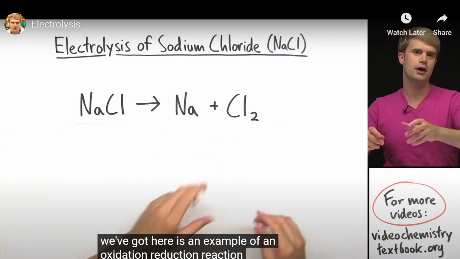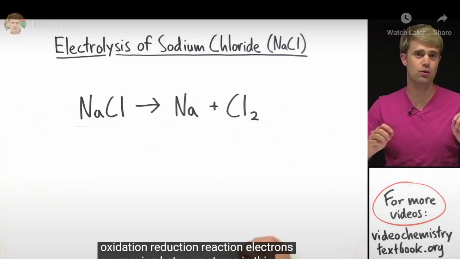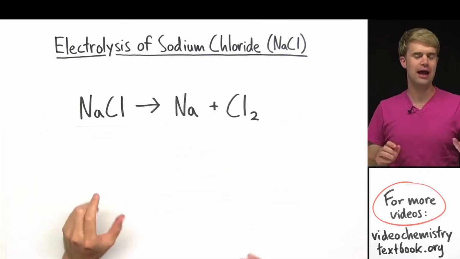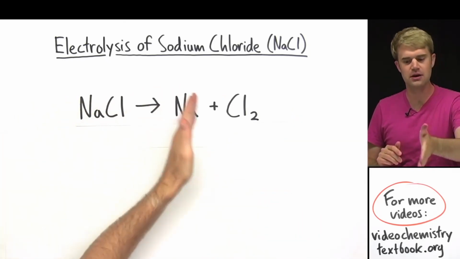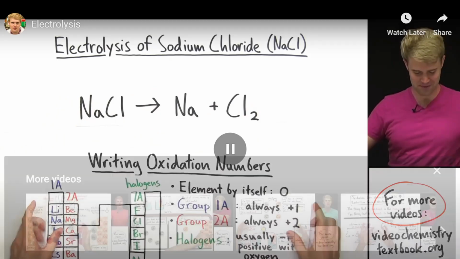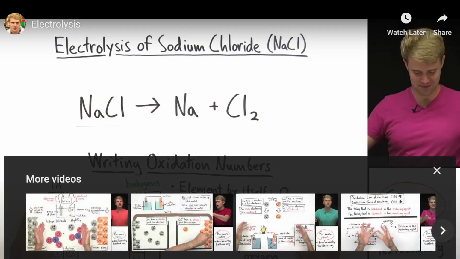Example of an oxidation-reduction reaction. Electrons are moving between atoms in this equation. I want to understand how they're moving and where they're moving. And in order to do that, we've got to write oxidation numbers for the different elements in this equation. So check it out, I've got some information. Okay, you tell me, what are the oxidation numbers for NaCl?